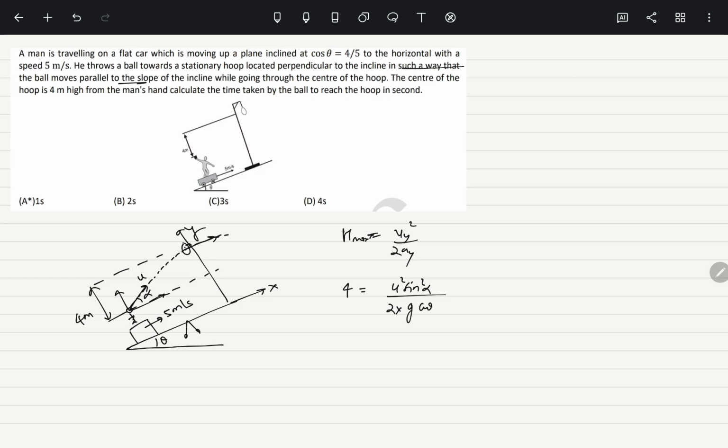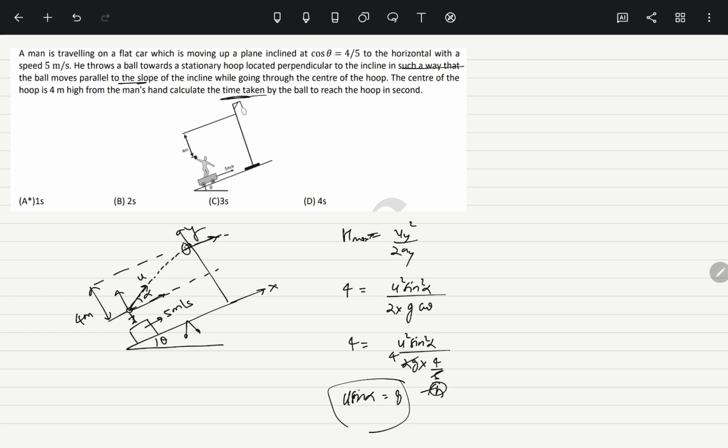Now if you put the values here, 4 is equal to u square sin square alpha upon 2g into cos theta, which is 4 by 5 as per the question. So it is coming as 5 fours, so 64 is coming here. So u sin alpha is equal to 8. This is u sin alpha which we are getting from this equation. So let's mark it. Okay, let's move to the another part.